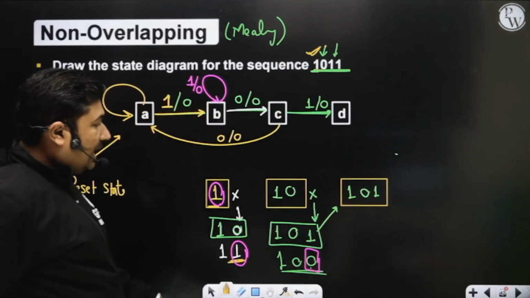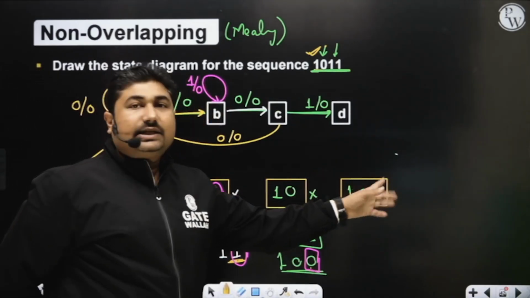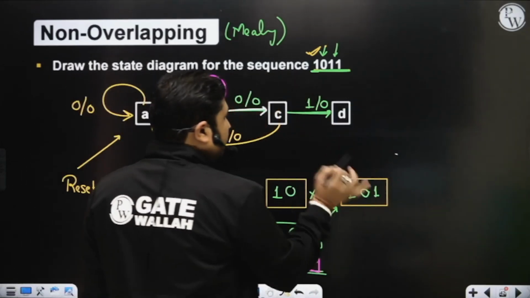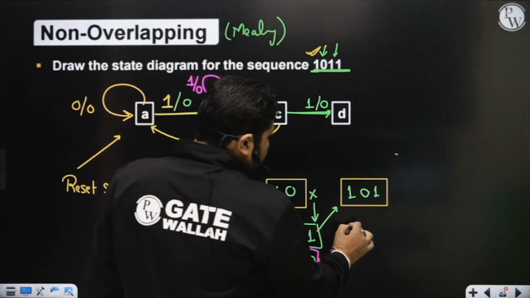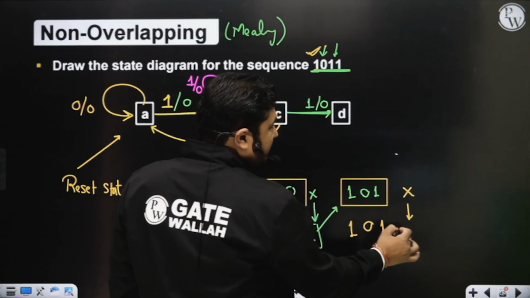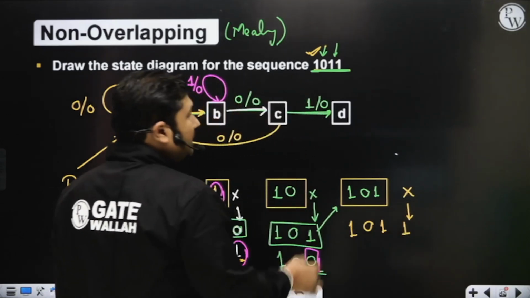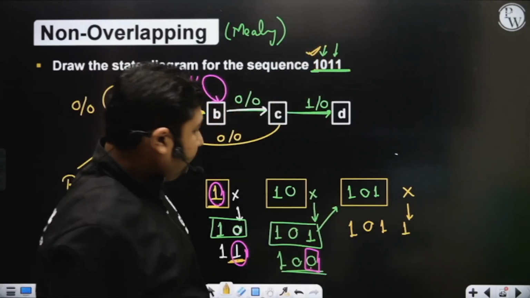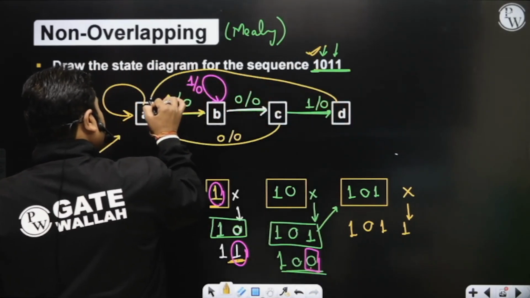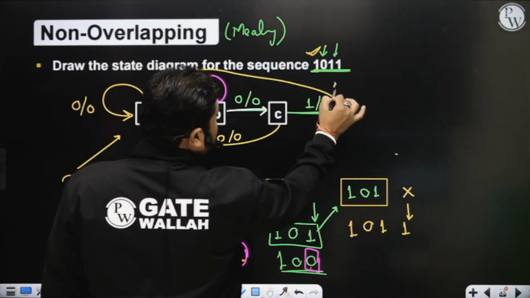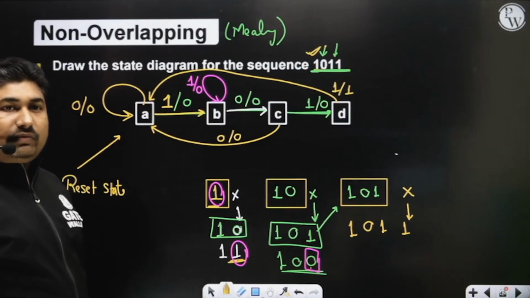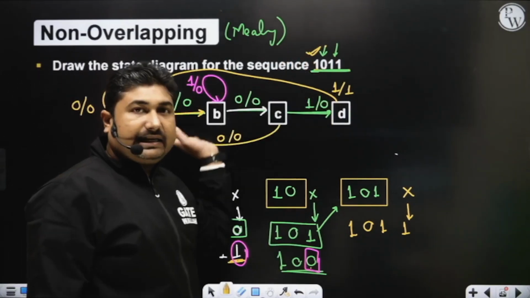Now we are at state 101. 101 is the 3-bit state, that is state D. If input x is equal to 1, then all the bits are detected. When all the bits are detected, move to the reset state with output y equal to 1. All the bits are detected.